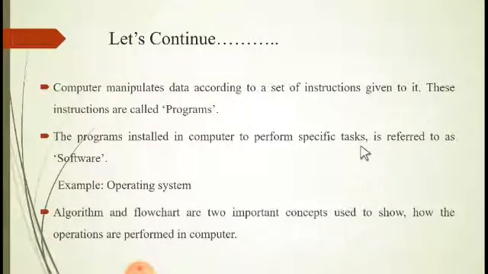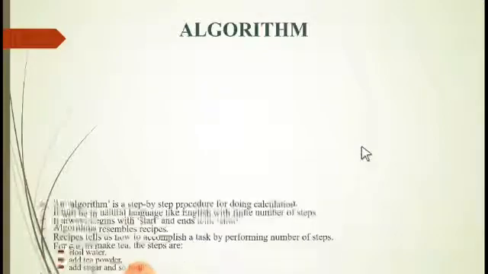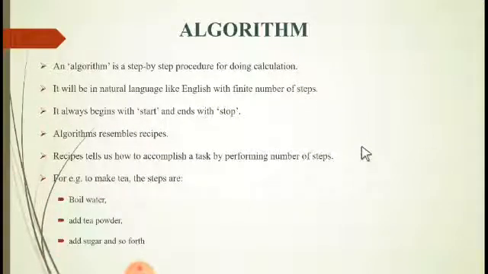Algorithm and flowchart are two important concepts used to show how operations are performed in a computer. First, we can discuss algorithm. An algorithm is a step-by-step procedure for doing a calculation. It will be in natural language like English with a finite number of steps. It always begins with start and ends with stop.